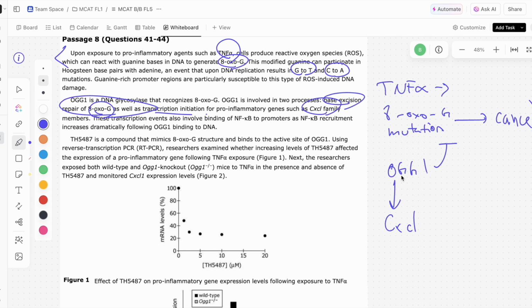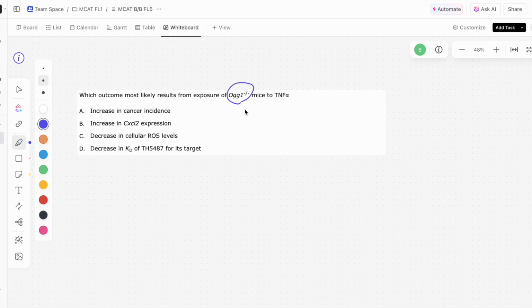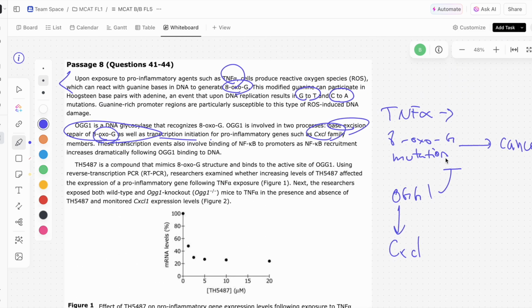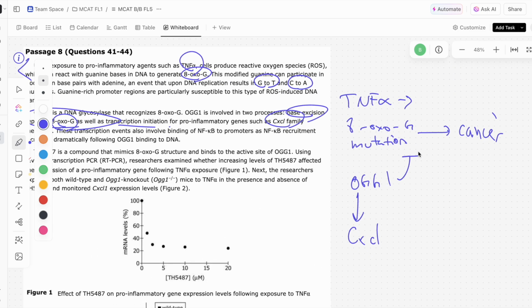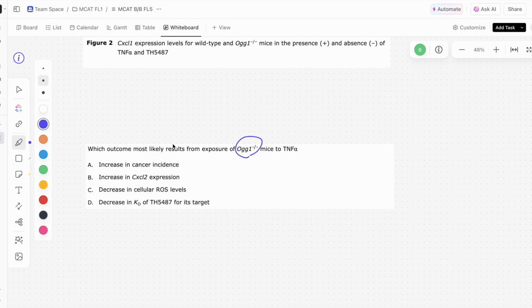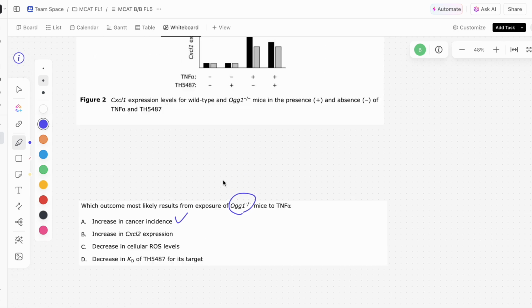Now remember, we had the OGG1 gene. We can use that to fight off this mutation, but what's wrong with our mice? They lack this gene. So what does that mean for us? That means we don't have anything to fight against this 8-oxo-G mutation, which means what? This TNF alpha could have a higher likelihood of causing cancer in our mice. So A looks pretty promising, but as per usual, we do want to look at all of the other answer choices here. B says an increase in CXCL2 expression.